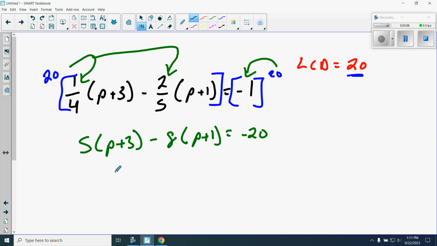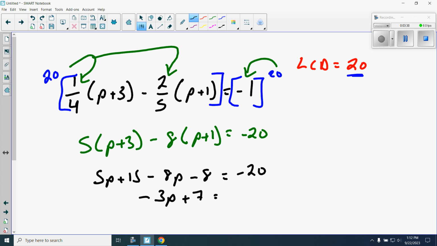So I have to simplify the left side. So I get 5p plus 15. Distribute this. So I get minus 8p. And don't forget, is it subtraction or is it a negative? That answer is yes. So add the opposite sign, distribute it, you get -8p. Distribute it again, you get -8. Make sure the sign goes with it. And I'm just going to filter this guy down. Combine like terms, and I get -3p. Combine like terms with my constants, and I get plus 7 equals -20. Add my 7 to both sides, I get -3p is equal to -27.